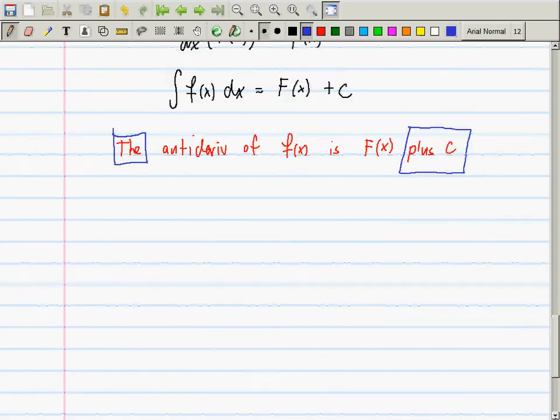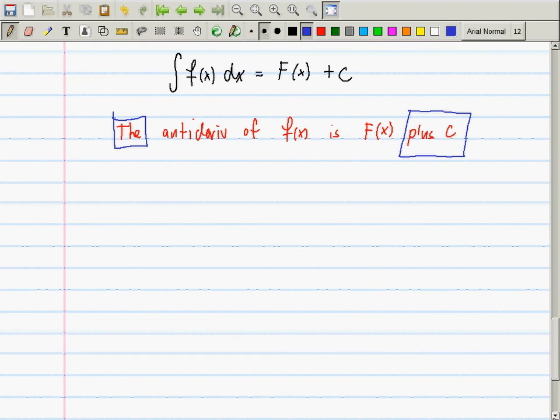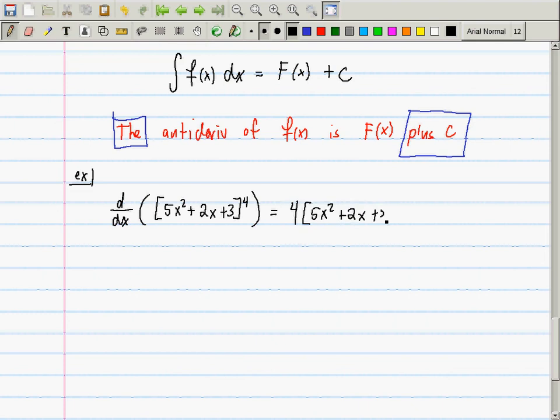Now, for every derivative rule, there is a corresponding antiderivative rule. Just for an example before we do it, how about I give you this function right here? I want you to compute the derivative of, say, 5x squared plus 2x plus 3, to the 4. How would you compute this derivative? With the power rule and the chain rule combined, right? You'd have to use the power rule first. So this would be 4 times 5x squared plus 2x plus 3 to the 3, multiplied by the derivative of the inside, which is 10x plus 2.